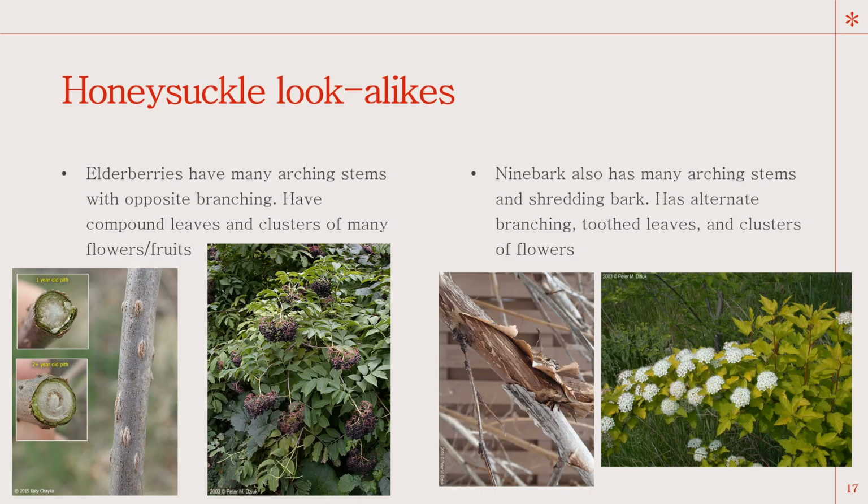Ninebark will have a similar growth form of arching stems and also has a very shreddy bark as it matures. But the leaves will be alternating on this one, and they will have toothed edges, unlike the honeysuckle. And these ones have little clusters of white flowers, and then actually as they mature, they turn into these dry, papery seed capsules that will persist through the winter.